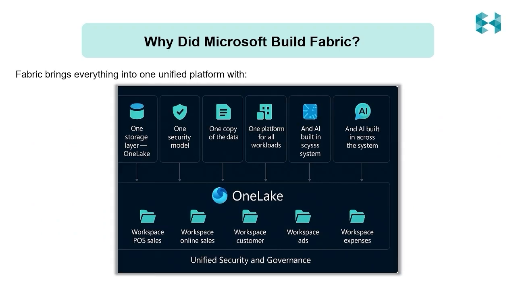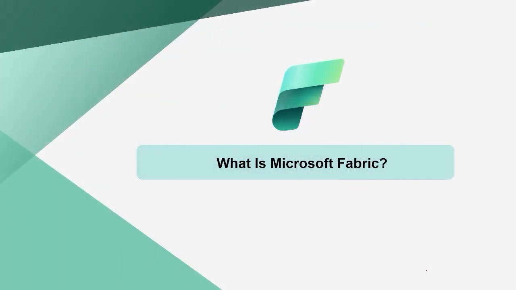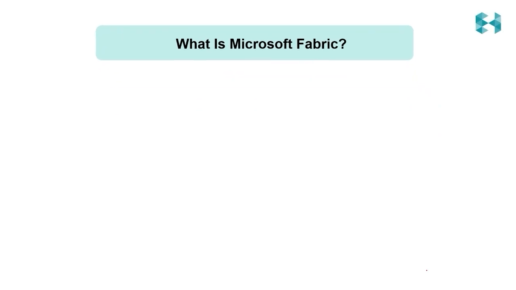Fabric brings everything into one unified platform with one storage layer, one lake, one architecture, one security model, one copy of the data, one platform for all workloads, and AI built in across the system. Fabric replaces a messy, multi-tool data stack with a clean, unified, and AI-ready platform. Now that you know why Fabric existed, let's dive into what Fabric actually is.